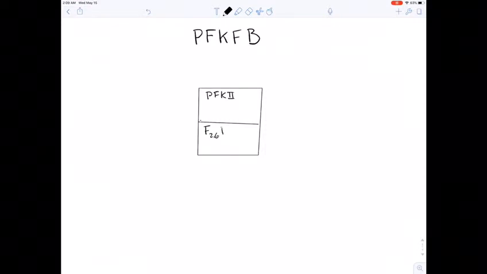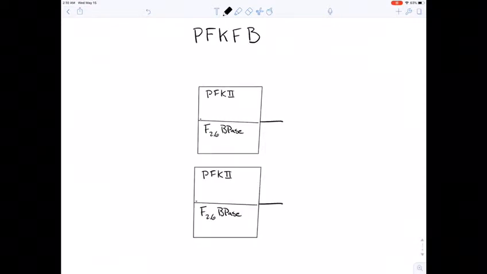When this enzyme is phosphorylated, fructose 2,6-biphosphatase is activated while PFK2 is inhibited. When this enzyme is dephosphorylated, fructose 2,6-biphosphatase is inhibited and phosphofructokinase 2 is activated.